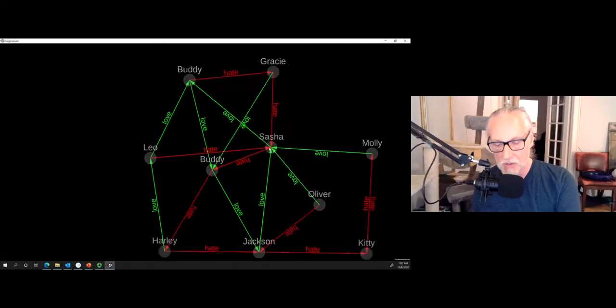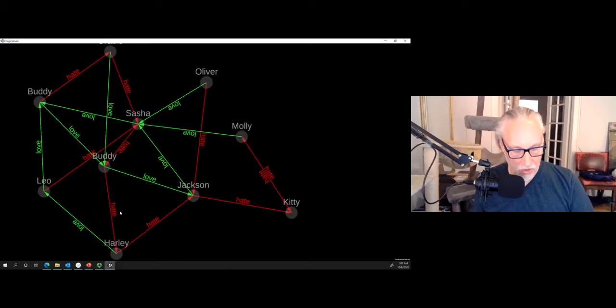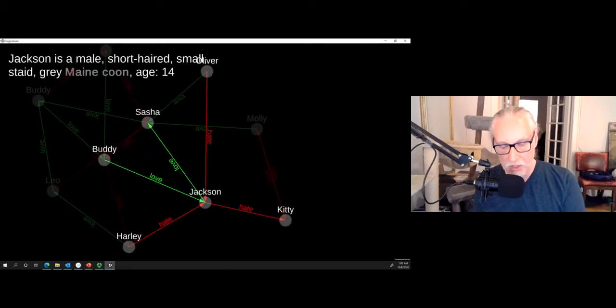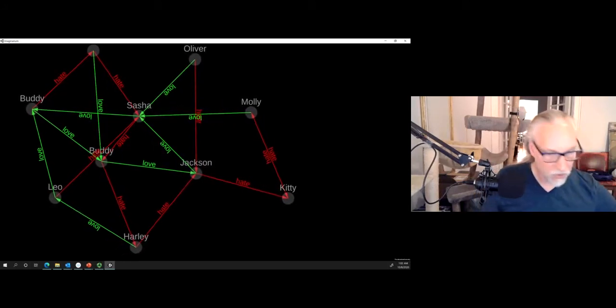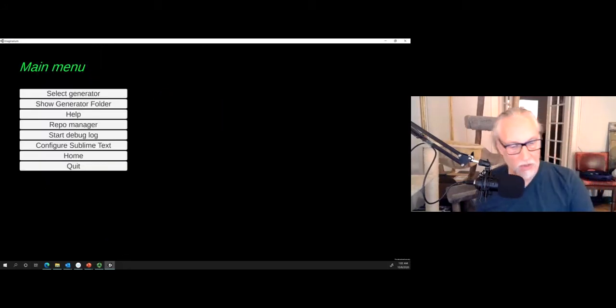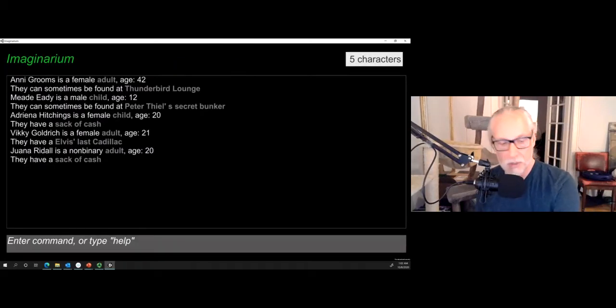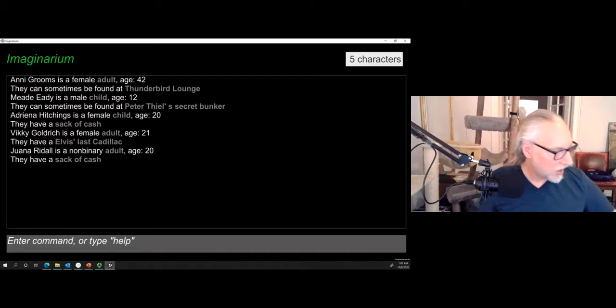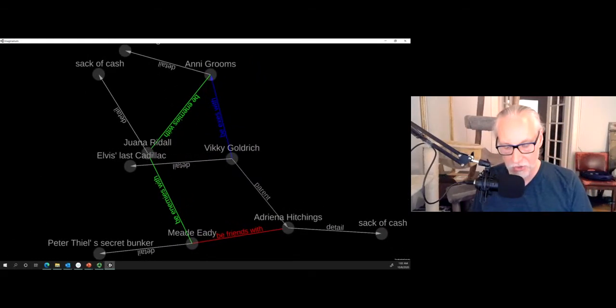And it knows that every cat should have at least 3 relationships with other cats. All right, that's the cat generator. Now let's just quickly look. Here's the Fiasco generator. We can generate a bunch of characters and look at the characters who get generated.